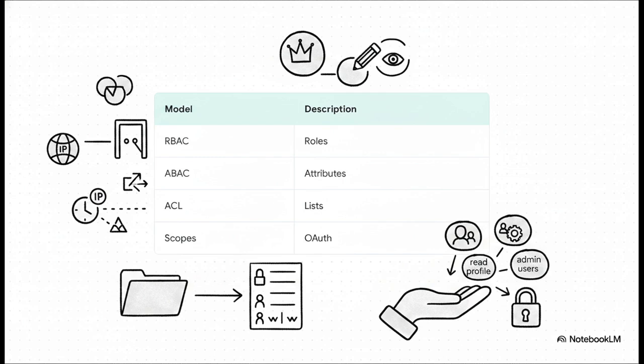For granular resource mapping, we use ACLs to detail exactly which user can read or write a specific file. And for delegated access, we rely on OAuth scopes, which are designed specifically for API communication.